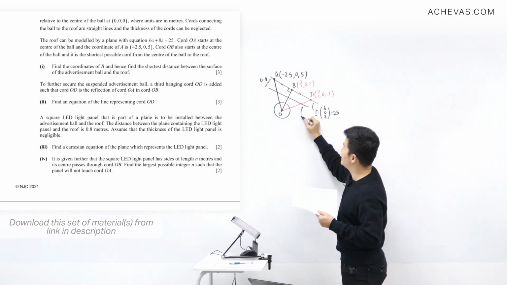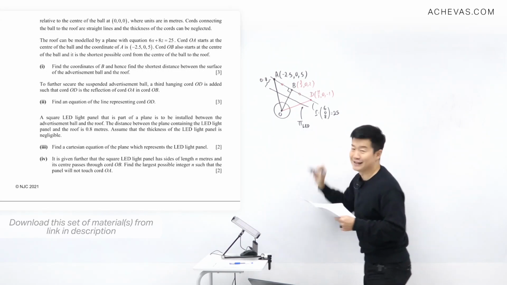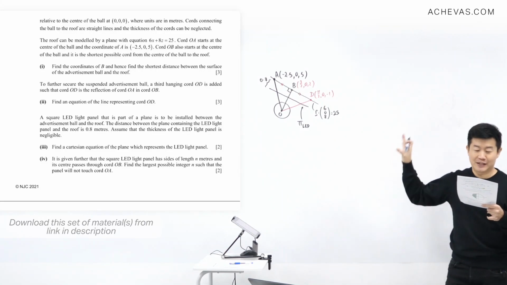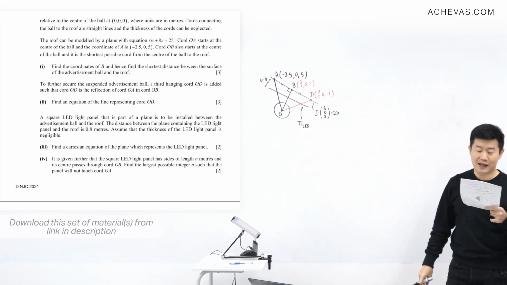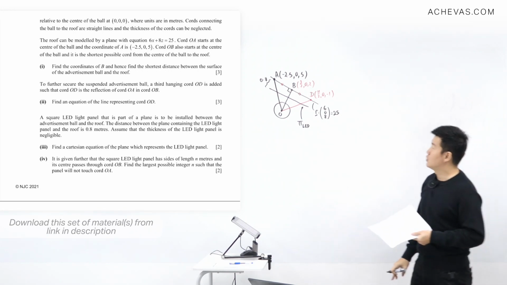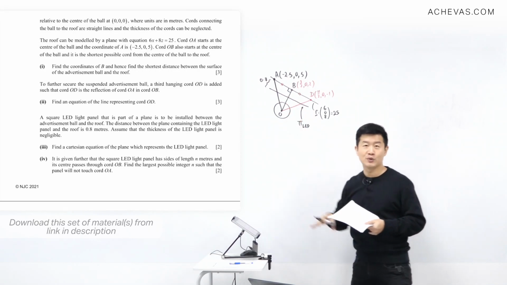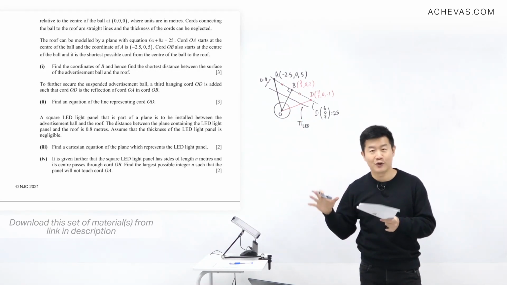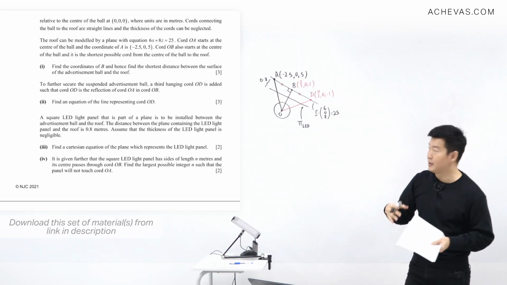So this is the LED panel. I'm going to call it pi LED, okay? So we're supposed to find the Cartesian equation of this plane, the plane that comprises this LED light panel. So we have the distance between two parallel planes. I'm going to make use of the equation that I've made use of on the Achevas TV about the distance between two parallel planes.